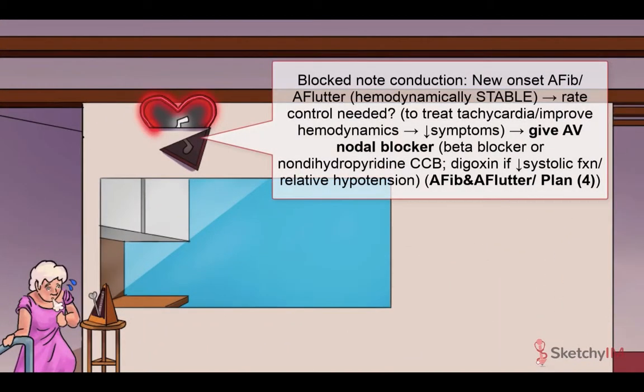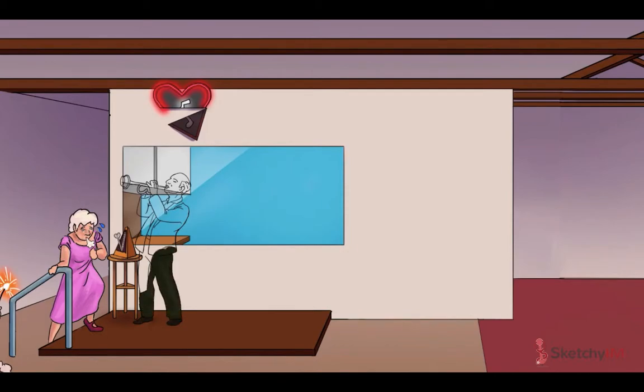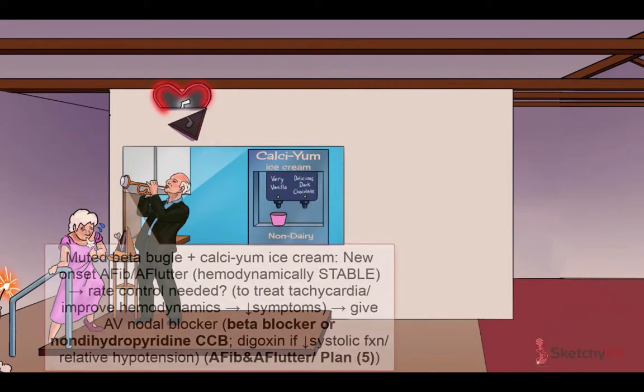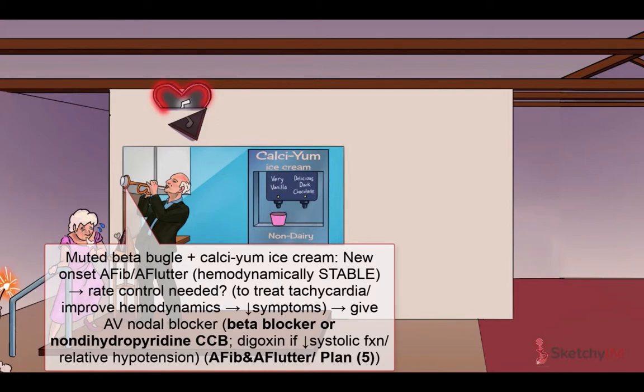Rate control can be accomplished with medications that slow conduction through the AV node. At Sketchy, the AV node is represented by a note in the middle of a heart, controlling the conduction to the ventricles. And if you take a look at the light above the stage, you'll notice that conduction is getting interrupted. Medications that affect AV node conduction include beta blockers and the non-dihydropyridine calcium channel blockers, symbolized, as always, by a muted beta bugle as well as a calcium ice cream machine.